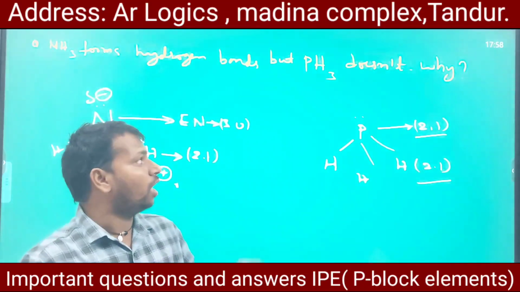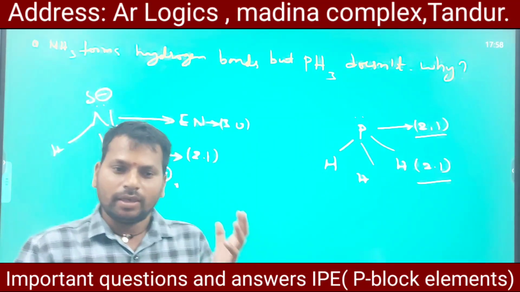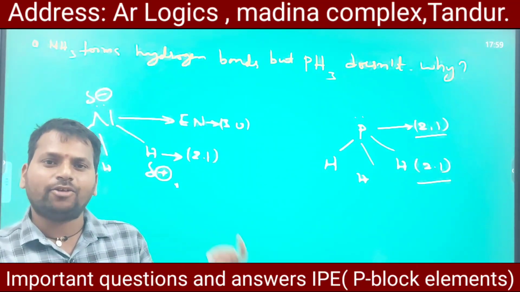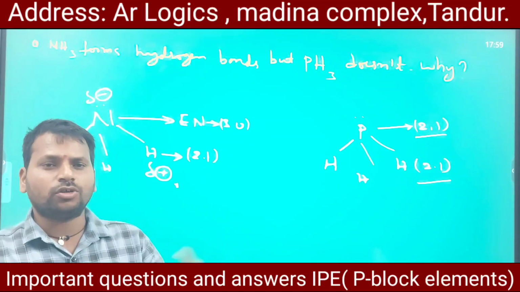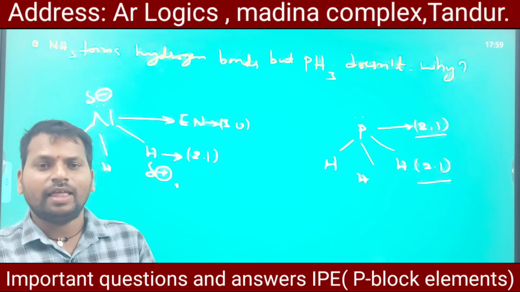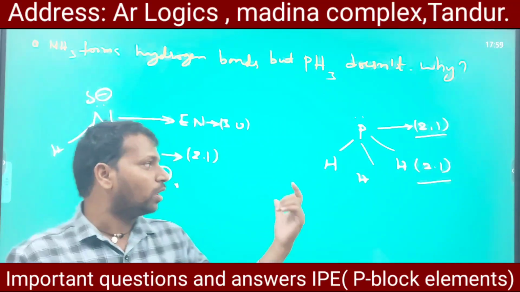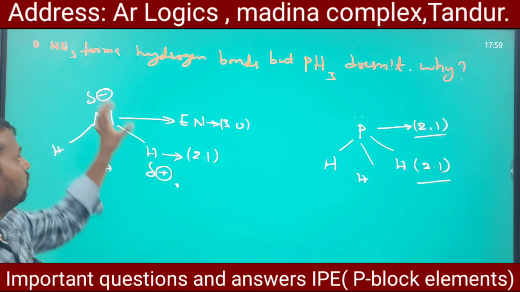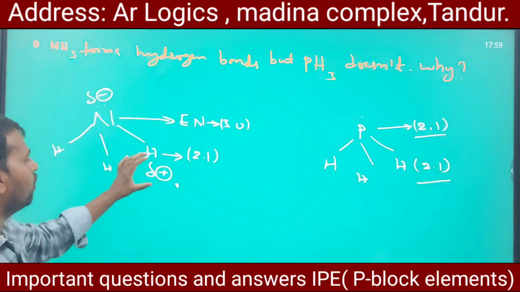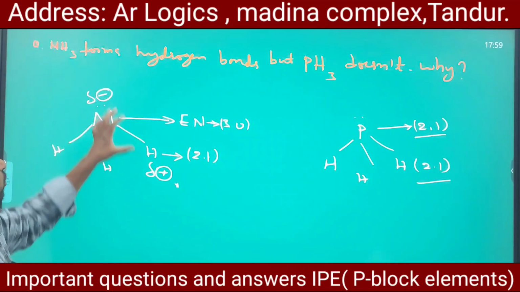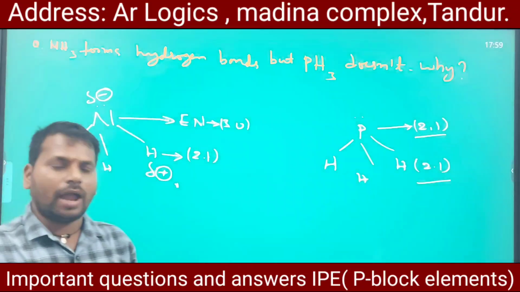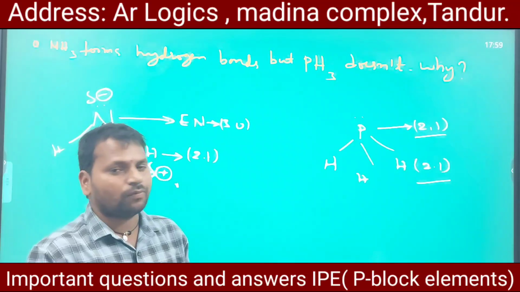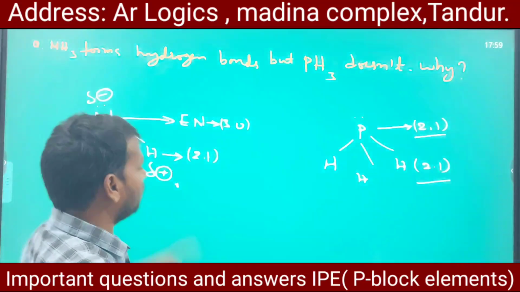How can you write this answer in your examination in words? In ammonia, nitrogen has electronegativity 3.1 and hydrogen has electronegativity 2.1. Due to this electronegativity difference, they become polar, one forming a partial anion and the other a partial cation. Due to this polarizability, NH3 forms hydrogen bonding, but in PH3 no polarizability is possible. That's why PH3 cannot form hydrogen bonds. This is about this question. Next question.